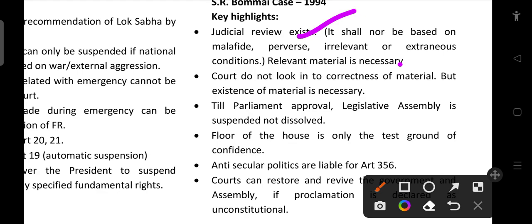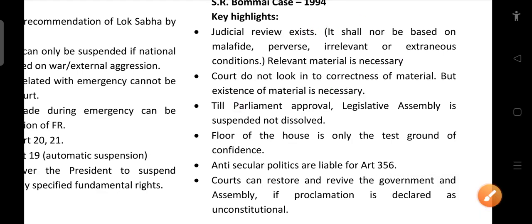Then the Court does not look into the correctness of the material, but the existence of the material is necessary. So, we are not judging whether your legislation is right or wrong. In that case, we might interfere in legislation, but we are just trying to check if there is something which is existing like that or not.